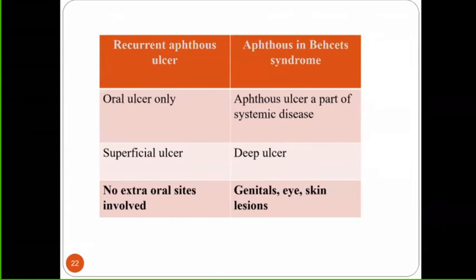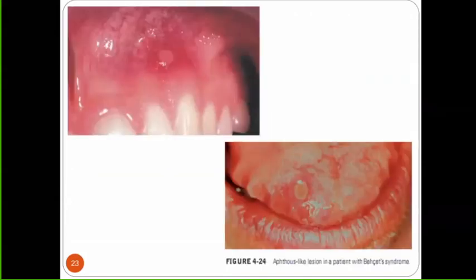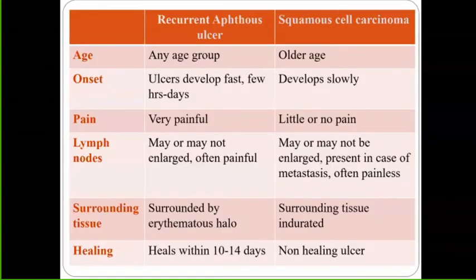Now aphthous ulcer and Behcet's. We have seen even Behcet's will show aphthous ulcers, but Behcet's will show lesions elsewhere also, that means in the ocular area and the genital area, while the normal usual aphthous ulcer will only occur in the oral cavity. Okay, yeah. So the lower picture is of Behcet's syndrome. The ulcers in Behcet's are supposed to be deeper as compared to the aphthous ulcer. So even this can be used as one more distinguishing characteristic.